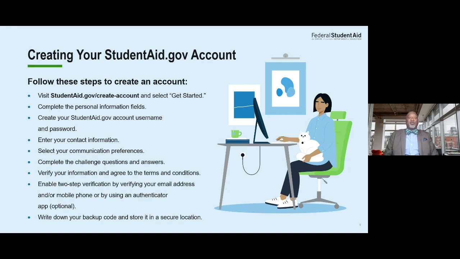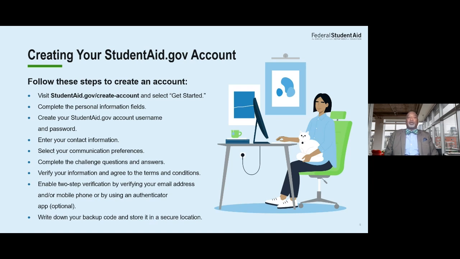Creating your StudentAid.gov account. Well, just simply follow these steps and you can create your own personal account. First, you can visit our website at StudentAid.gov/createaccount and select Get Started. You'll simply complete the personal information fields. You'll create your StudentAid.gov account with a username and password. And then you'll enter your contact information. It's very important. You'll select your communication preferences and complete the challenge questions and answers. Then you'll verify your information and agree to the terms and conditions. And then you'll enable a two-step verification process, which will help secure your information.